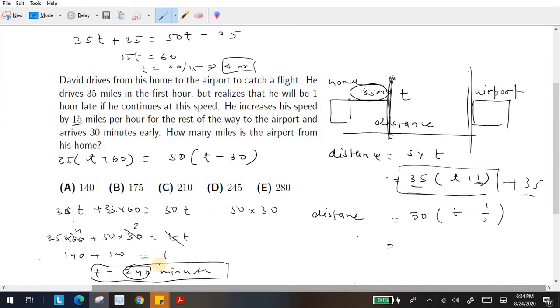Yeah, so if he can be 1 hour late at 4 hours, so 35 miles per hour for 5 hours would be 35 times 5 would be 100, and you also have to add 35 on it, right? Yes. Because he has already traveled 35, you know?